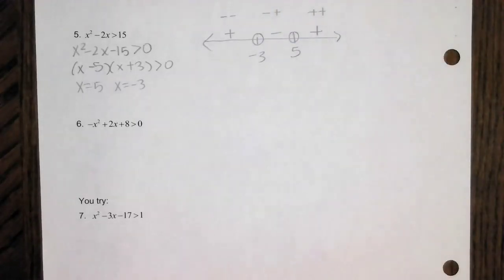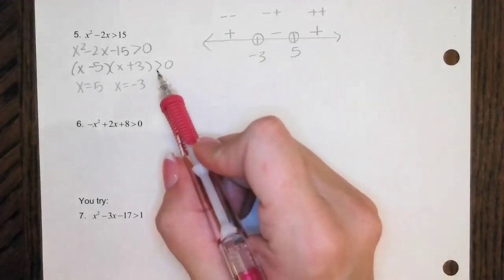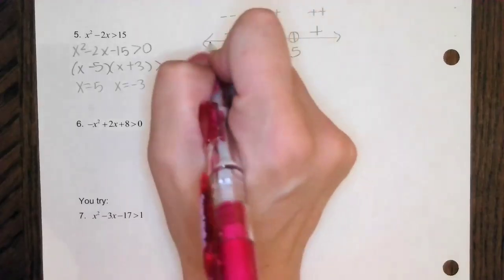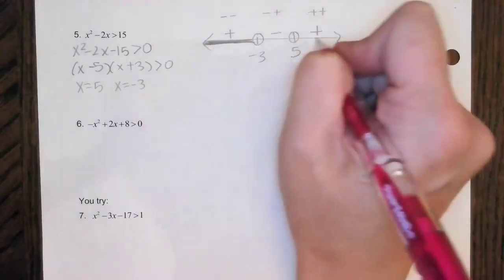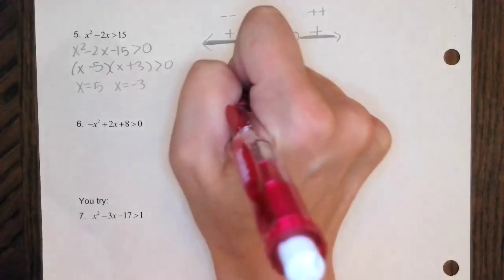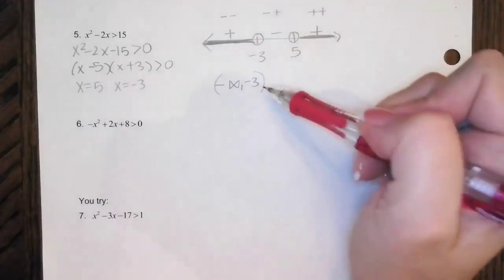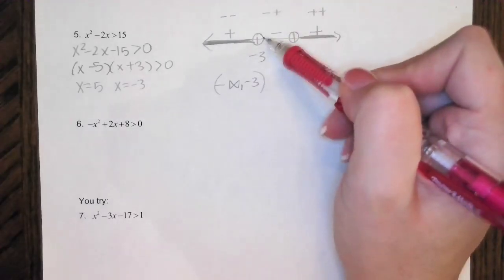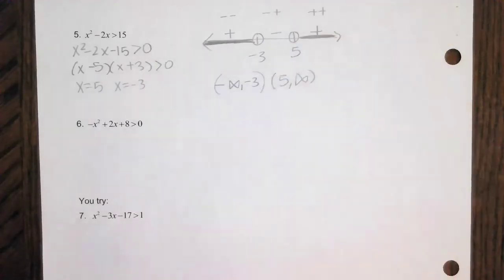So now I figured out what the numbers would be in each one of these sections. And so we're looking for the ones that are greater than 0. Well, the numbers that are greater than 0 are positive numbers. And so all of these would be solutions, and all of these would be solutions. And so we write that as -infinity to -3, every single number in there. And remember, I'm going to use parentheses because that's an open circle. And then 5 to infinity, again using parentheses because that's an open circle. So those are all of my values that are answers to this.